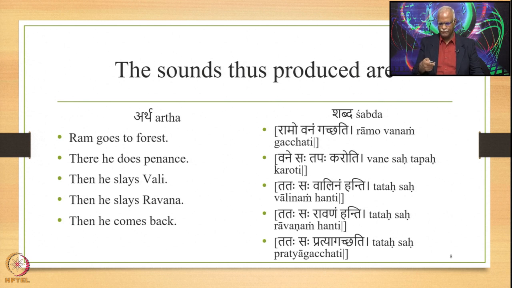Then in the sequence, we have the sentence meaning, then he slays Vali. This sentence meaning corresponds to the Shabdakasha part, namely Tataha Saha Valinam Hanti. And this sentence, which is part of the Shabdakasha, then gets transformed into the audible speech signals in the form of Tataha Saha Valinam Hanti. Similarly, then we have, then he slays Ravana as the meaning, which then gets transformed in the Shabdakasha as Tataha Saha Ravanam Hanti, which following the subsequent process gets transformed into the sounds Tataha Saha Ravanam Hanti.